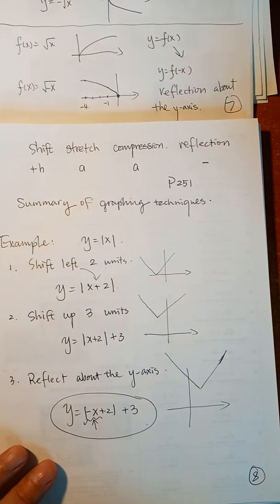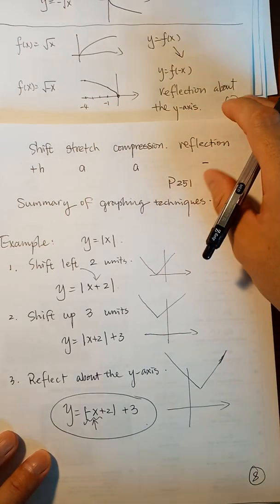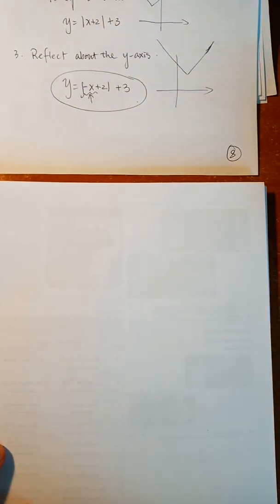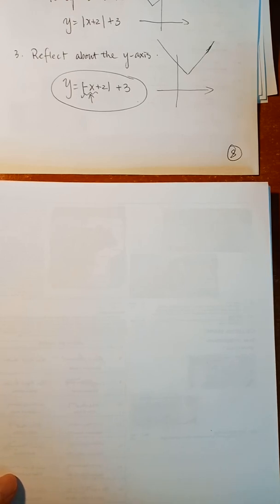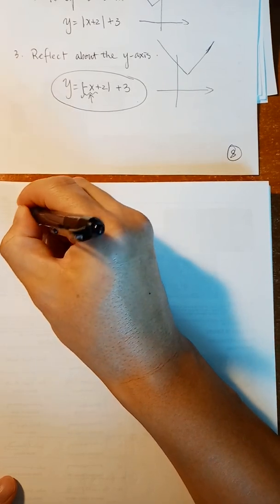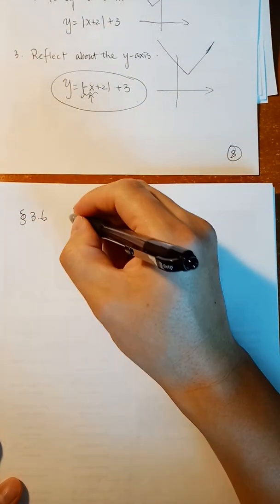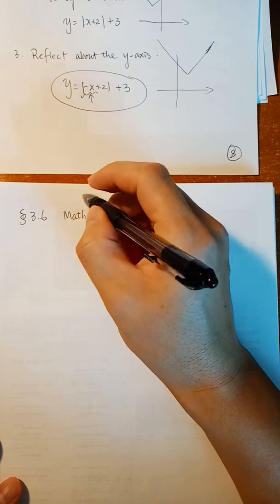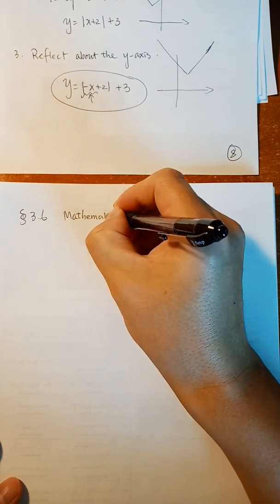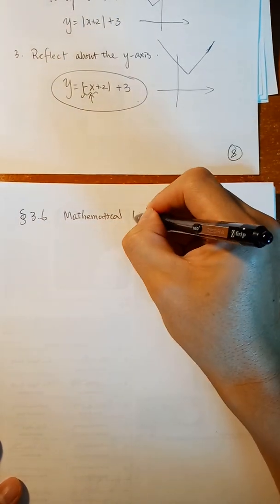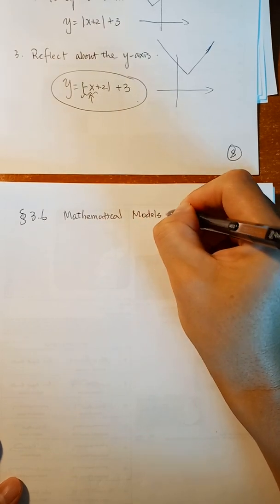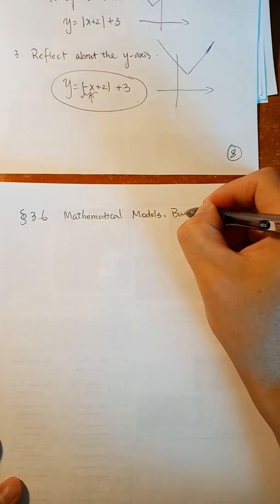Okay? So that's the section 3.5 graphing part. And now let's do the section 3.6, mathematical models, building functions. So we studied a lot of functions. Now let's try to use a function to study some problems from geometry, physics, and real life.